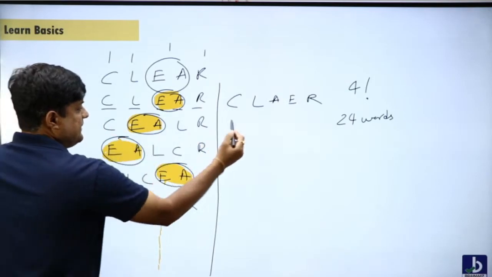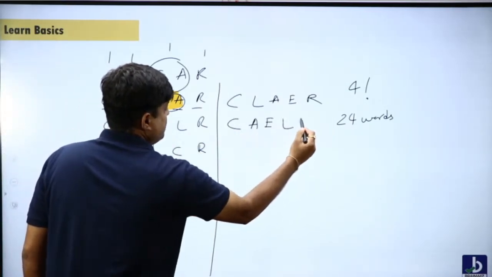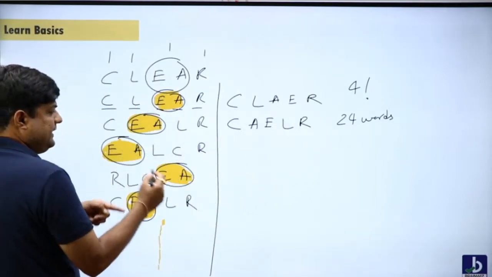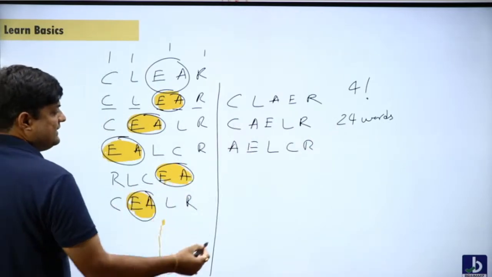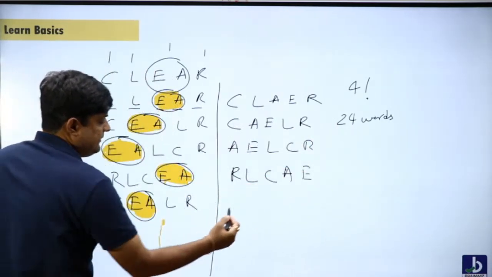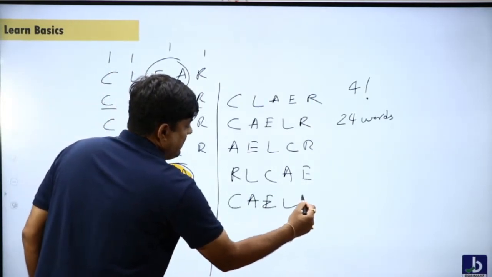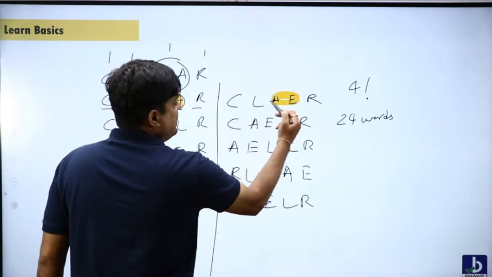Same thing, C, not EA. I'm writing AER, the same words. Now RLC, AE. Instead of this, I'm writing all that: C, AE, LR. Are you understanding, everybody? Everything is the same, but we are changing this thing.